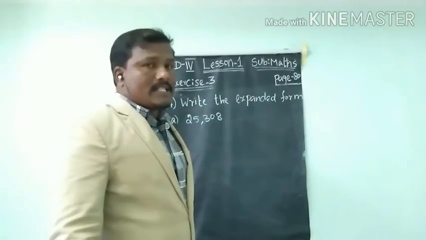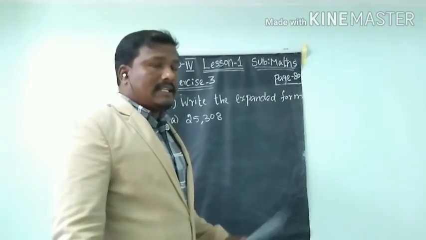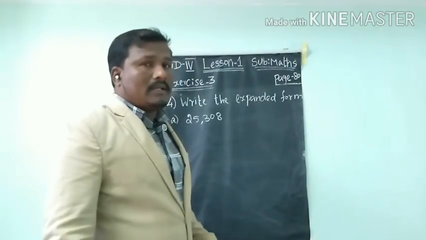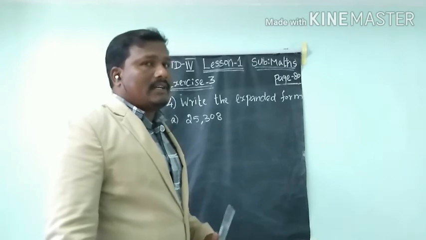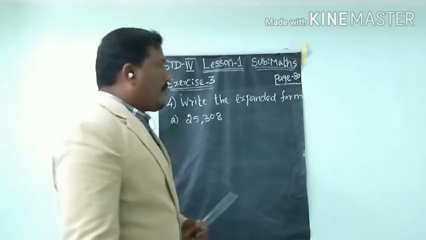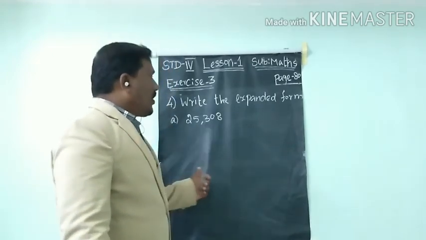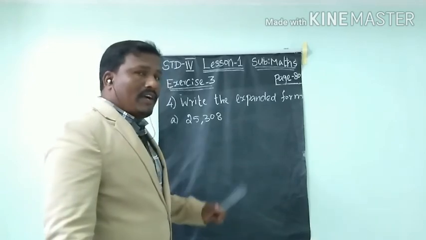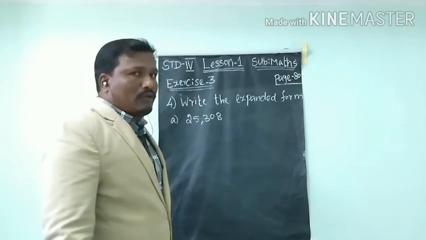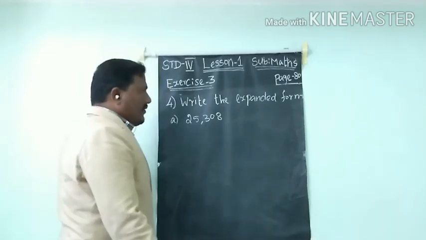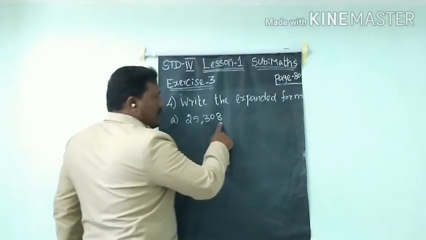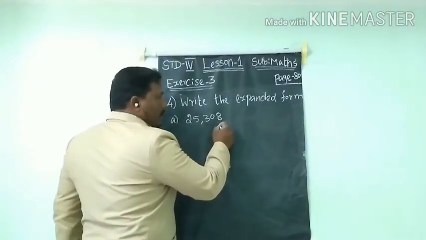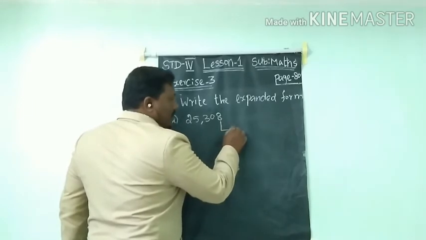Okay, friends, let me see another sum, expanded form. Already we discussed. Again, I will tell you expanded form of the number. Okay, it's a short form of the number. We want to find out expanded form. How to find expanded form? Already we know. First we have to find the place value of the first digit. So it's a ones place now.